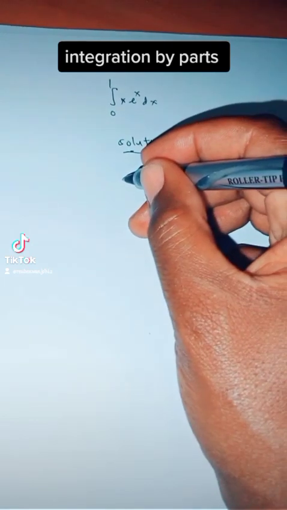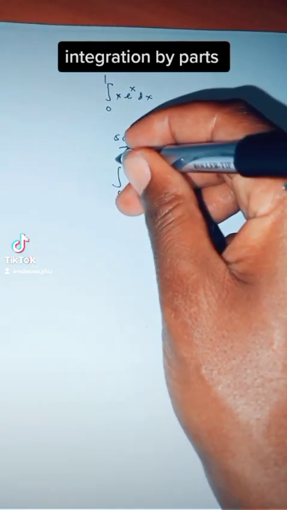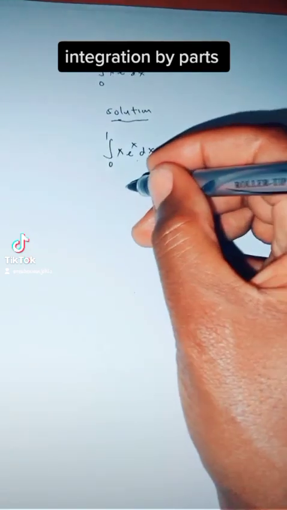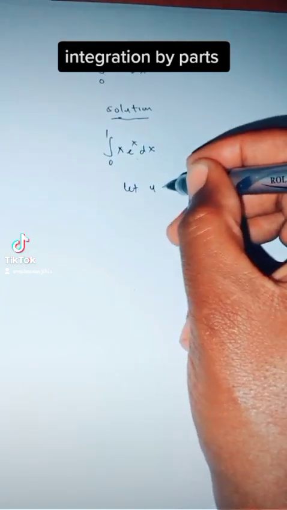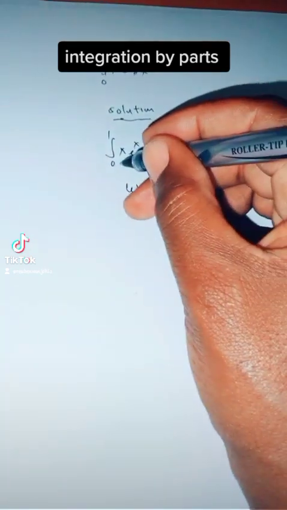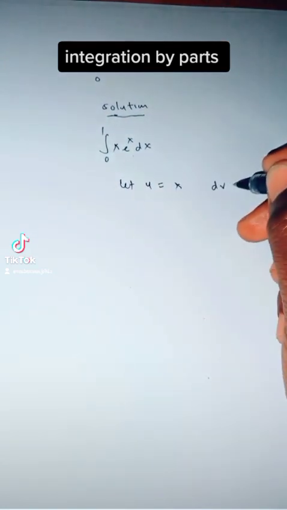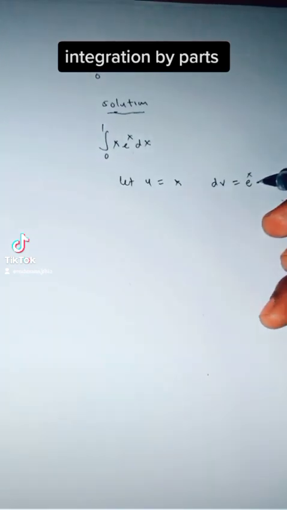I'm going to consider the following. Hope you're following. I'm going to let my u be equal to x. So this part here, and this to be my dv equals e to the x dx.